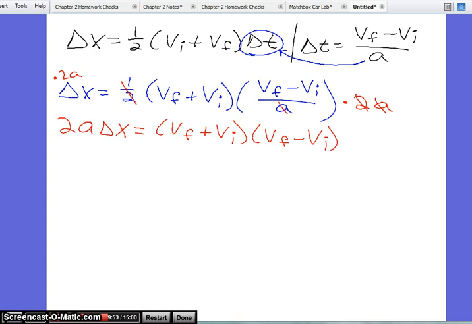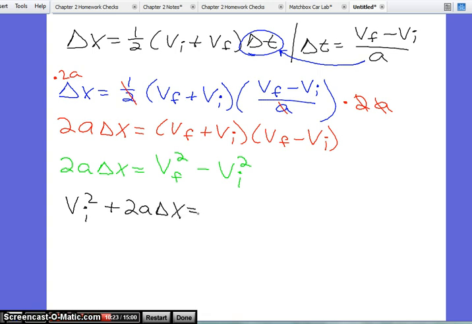Now we can use FOIL to multiply and distribute these two terms, and what we'll get is the difference of their squares. So we have vf squared minus vi squared. And then we can add vi squared to the other side. So if we add vi squared to the other side, we are left with vi squared plus 2a delta x on the left-hand side, and we're left with vf squared on the right-hand side.